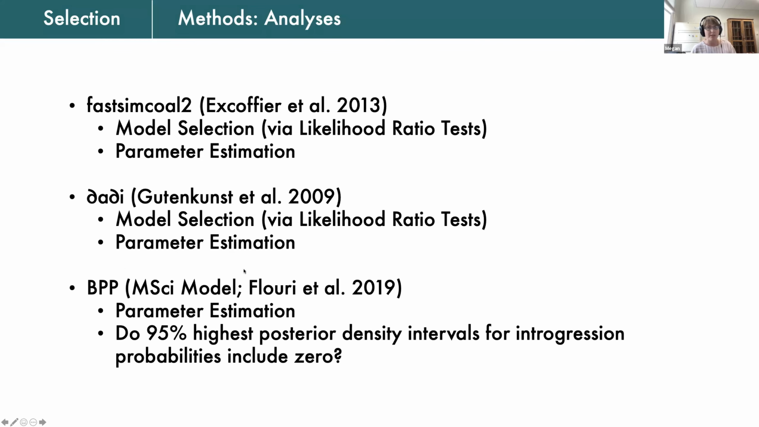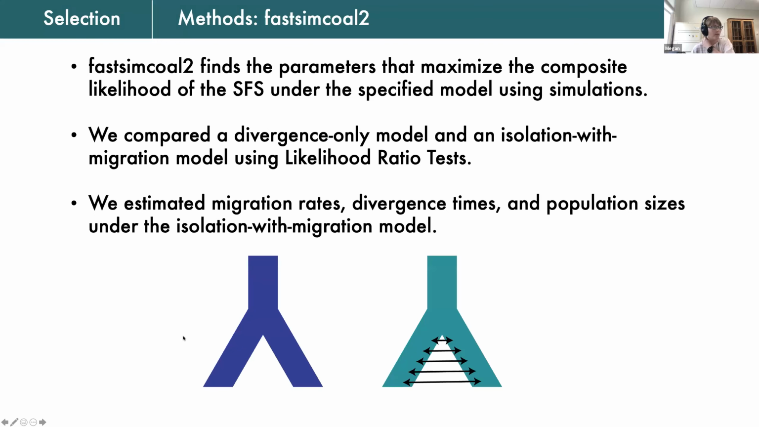Okay, so we used 3 methods. Remember, fastsimcoal2 and dadi are methods that are based on the site frequency spectrum. And using those approaches, we can do model selection. So we can compare models with and without migration, and we can estimate parameters. And then we also used BPP. This is an implementation of the IMSC model, and it's a Bayesian implementation. So we can estimate parameters, and we can look at our posterior distributions of parameters and ask how often those posteriors for introgression probabilities include 0. Okay, so I'm going to go through each method in turn and tell you a little bit more about how it works and what our results showed.